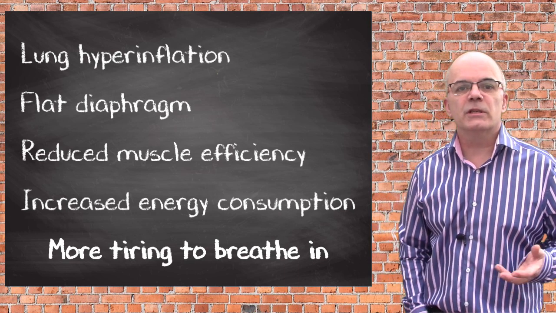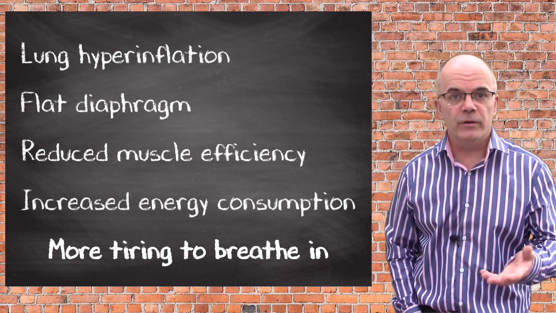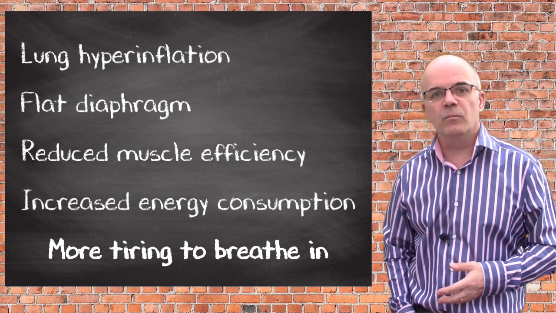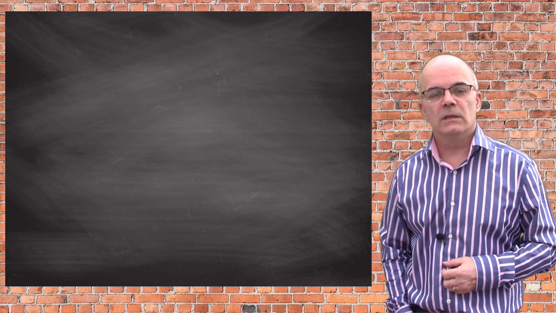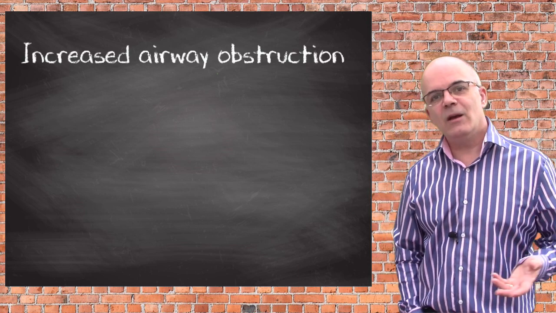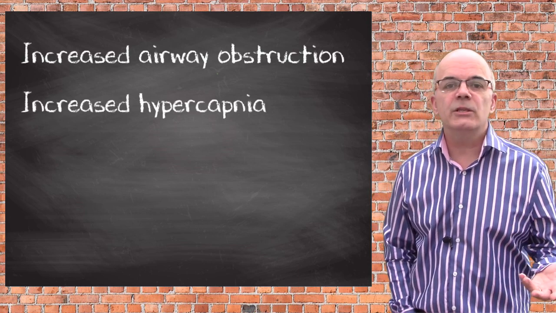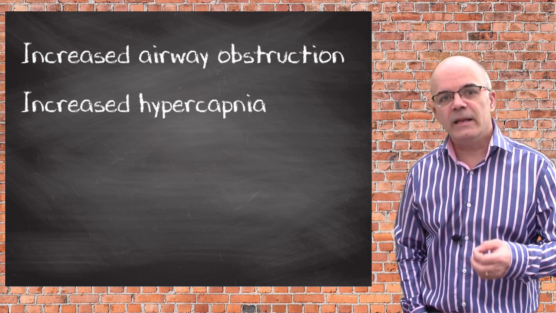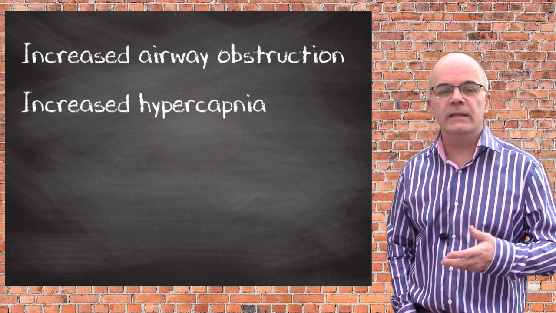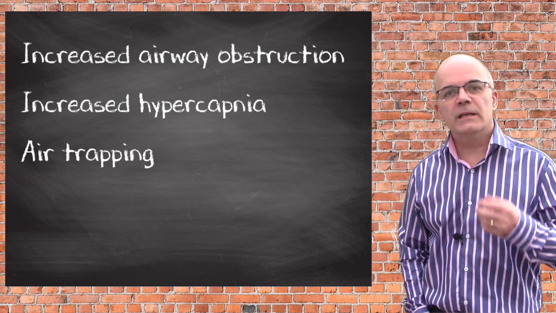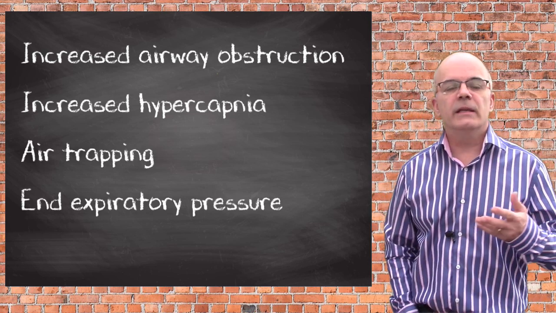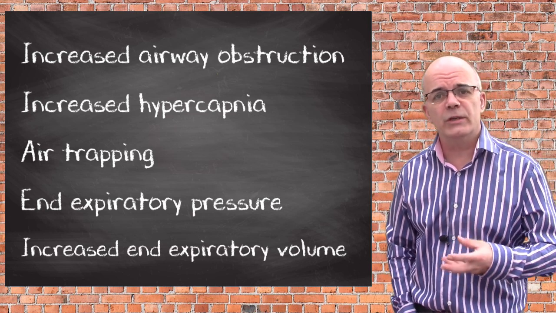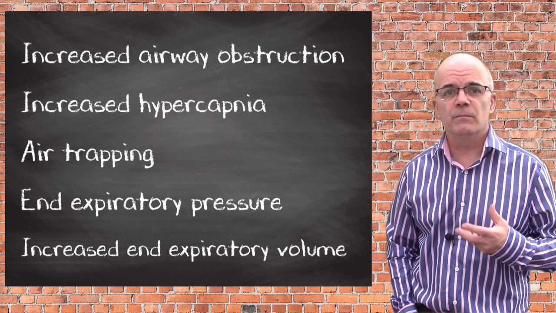When this kind of patient suffers a further setback by, for example, developing a chest infection, then this will make an already compromised lung even worse. The increased airway obstruction they might develop will potentially increase their risk of hypercapnia. The mechanical dysfunction of the lung will also lead to air trapping, promoting an end expiratory pressure and increased end expiratory volume, adding to the muscle problems and worsening the ventilation perfusion mismatch.